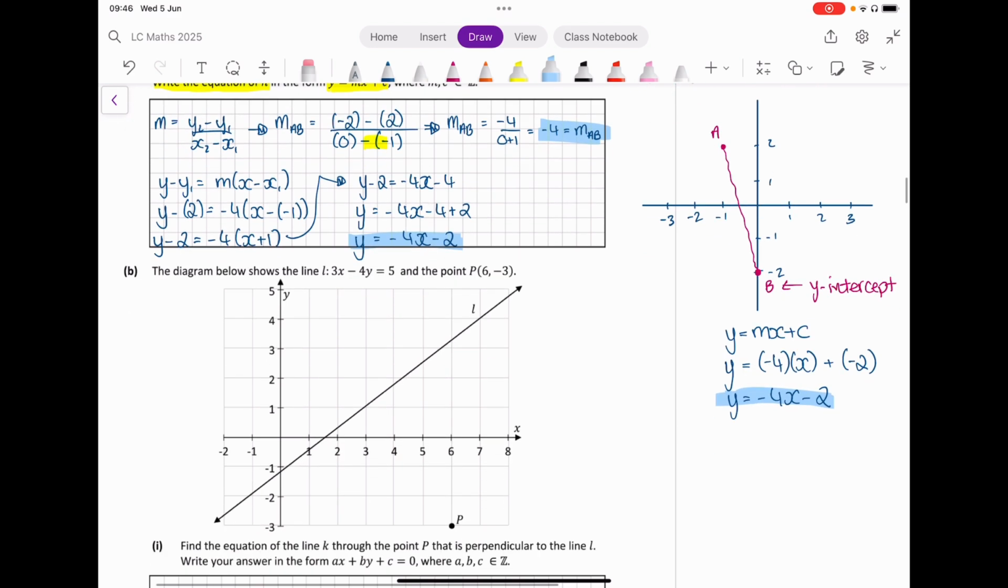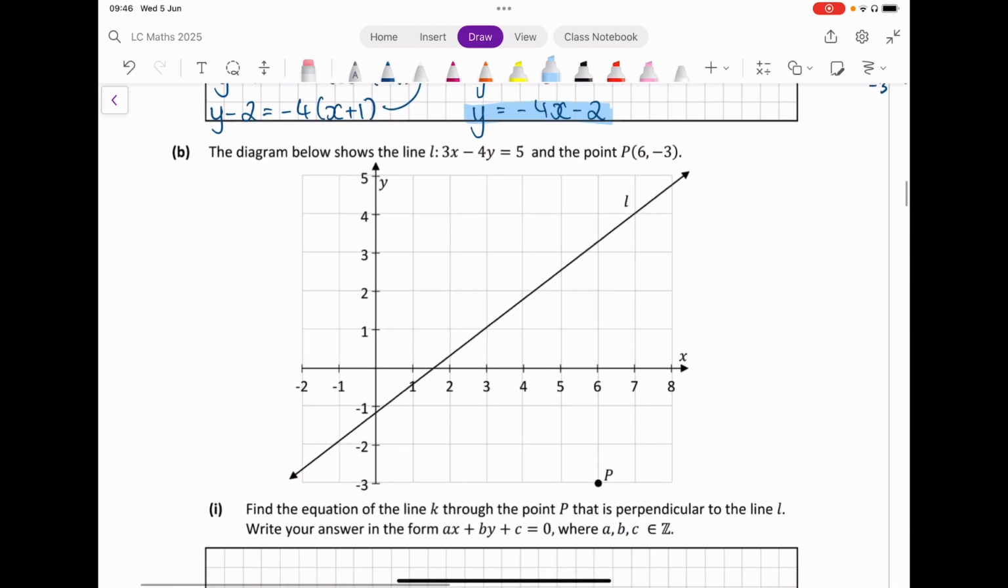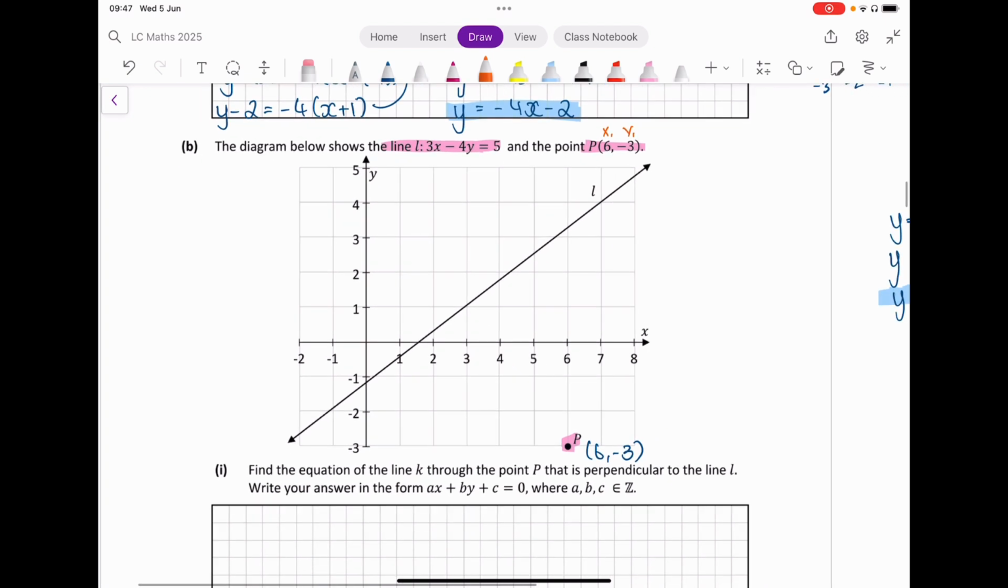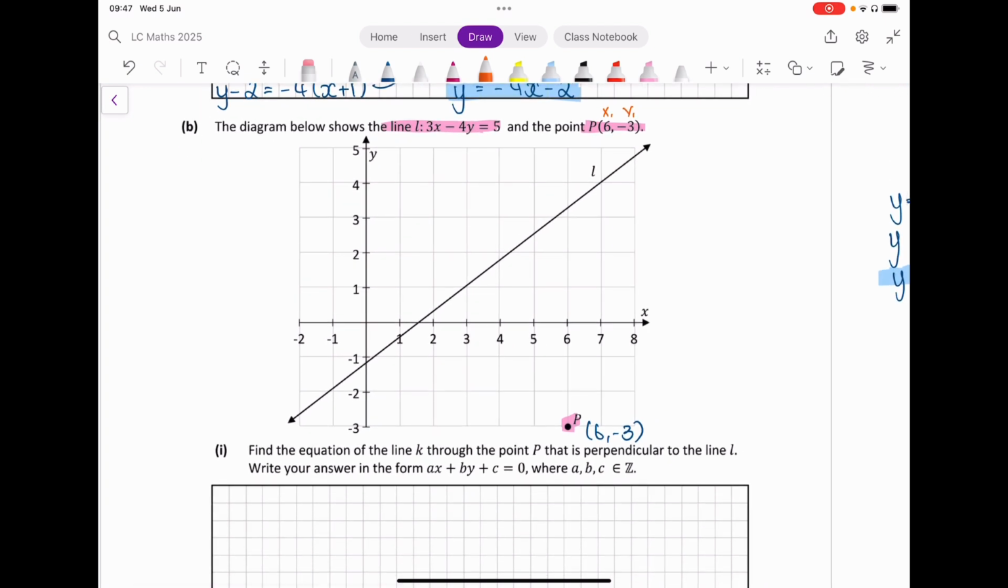Okay, so on to our second question, and we are looking at a line here. So again, this is the line, and a point P, which is down here. That point down there is 6, minus 3. So I'm just going to label it. I have a point there, so I'm going to call that x1, y1. And it says that we need to find the equation of the line that goes through point P that is perpendicular to line L.